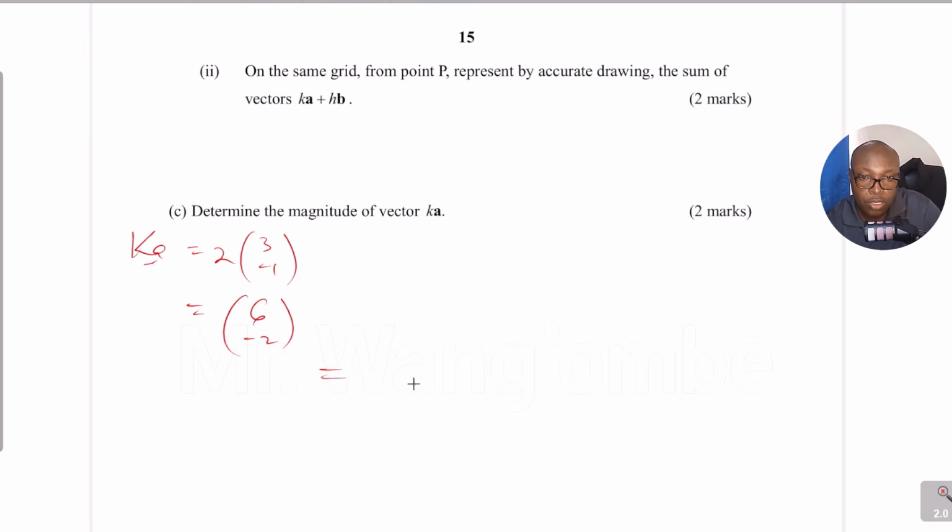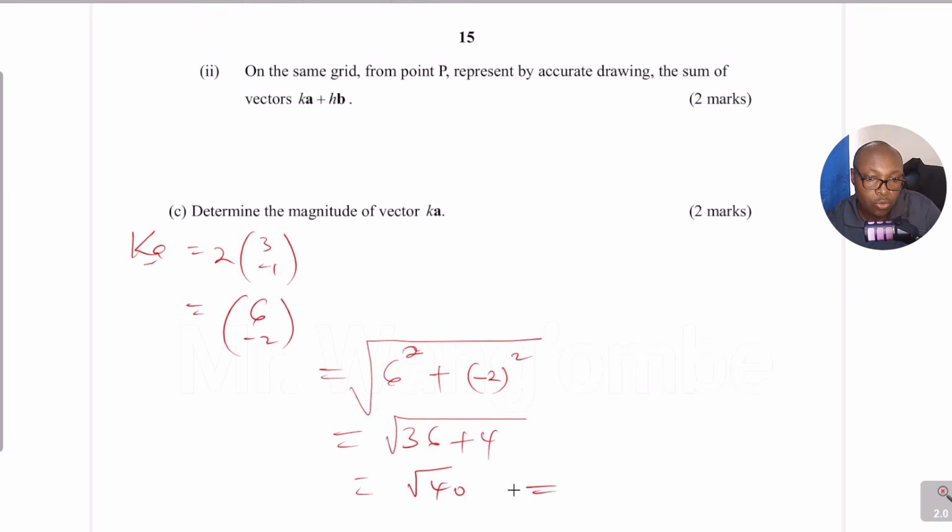Now to get the magnitude, we get 6 squared. That is the x coordinate. Square that. Then the y, -2 squared. And then you get the square root. This is how you get the magnitude of KA. So this will be 36 plus 4. And you get the root of 40. And the root of 40 is supposed to be 6.325, correct to 4 significant figures. So that is how you're supposed to solve that question.